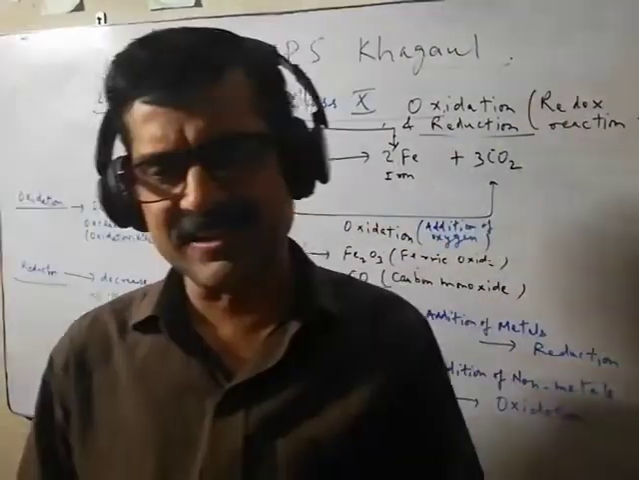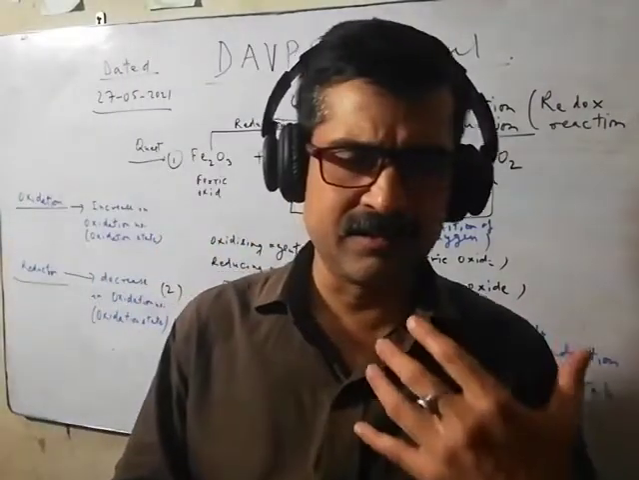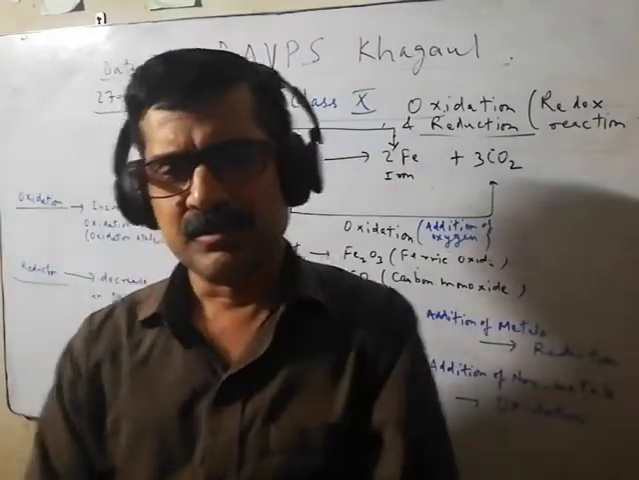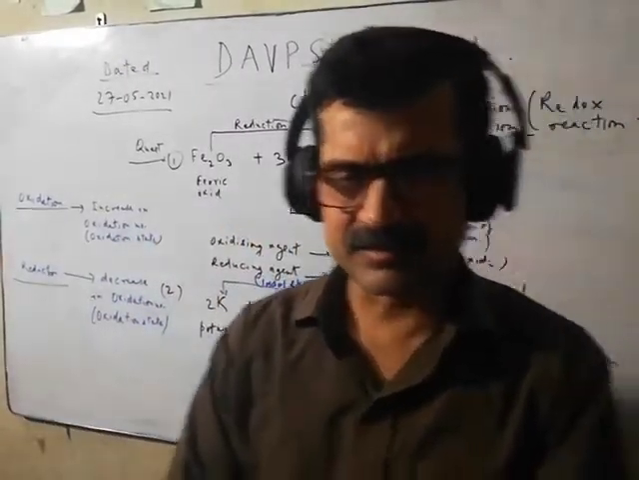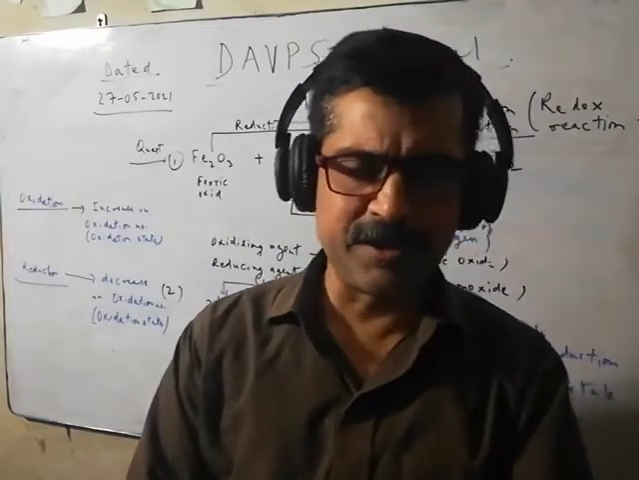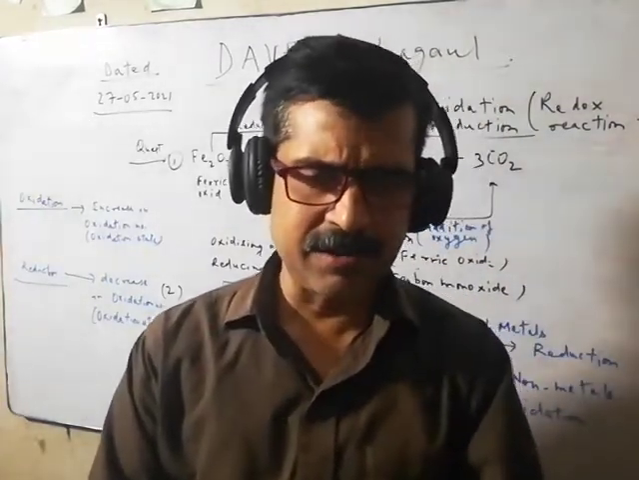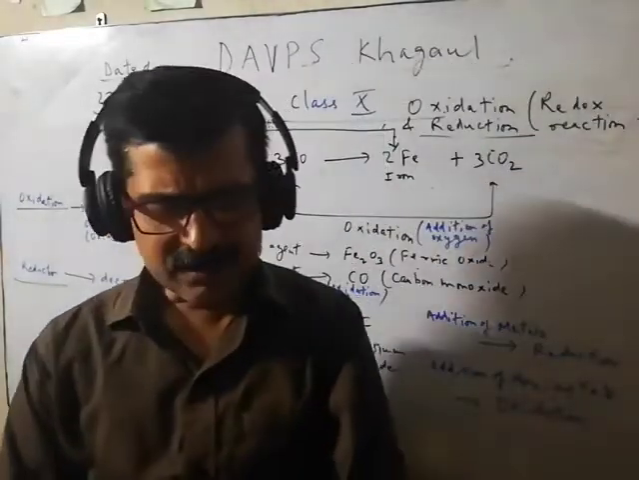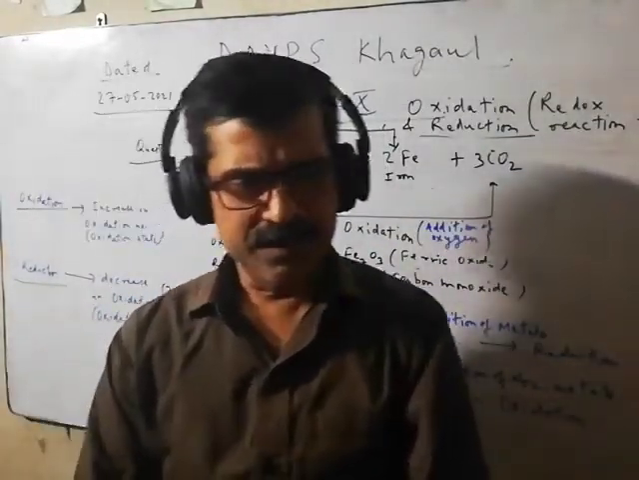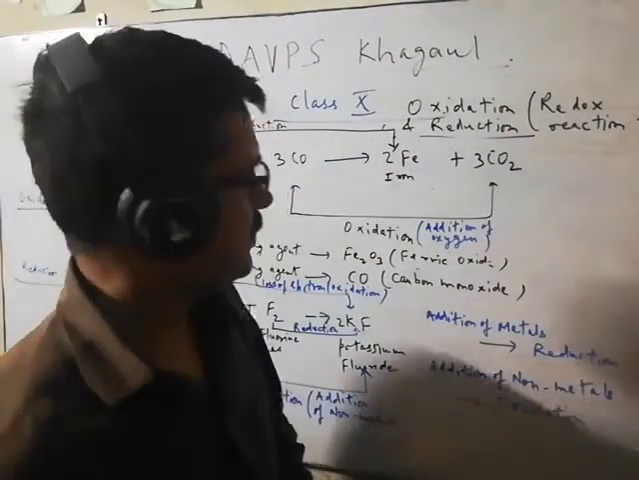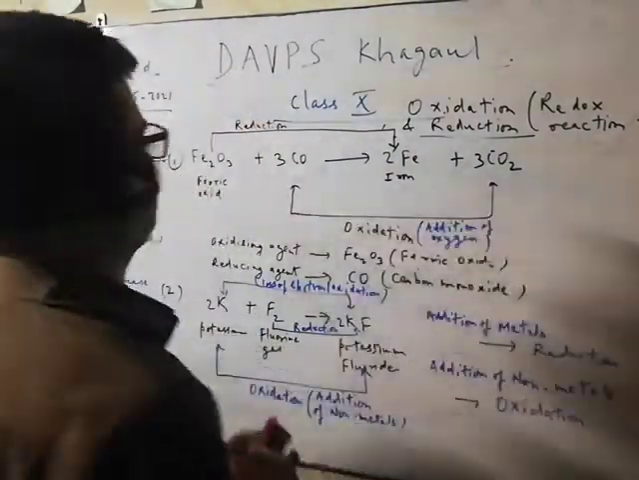Actually, oxidation and reduction is the last topic of the chemical reactions chapter. This chapter, Chemical Reactions, class 10, the first chapter, is very important. In the first periodic test, the syllabus will include the first chemistry chapter. So let us go through some more exercises on oxidation and reduction.